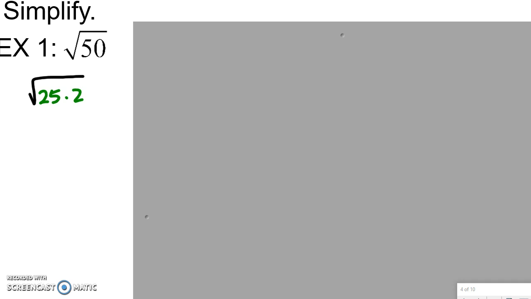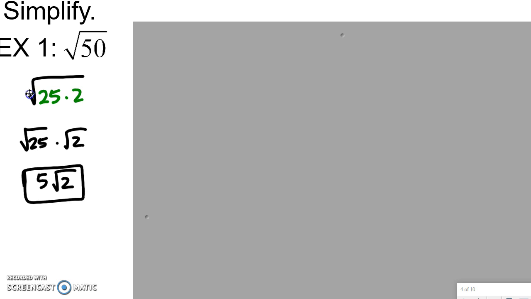Okay, now properties of radicals say I can separate these. So then I have the square root of 25 times the square root of 2. Then the square root of 25, that's a perfect square. So I can write this as 5 square root of 2. So the square root of 2 I can't do anything with, but what I could do is take out that 5. So simplifying radicals is like reducing a fraction. Like 1/2 is equivalent to 3/6. So 5 square root of 2 is equivalent to the square root of 50. They're the same value, it's just a way that we reduce it.